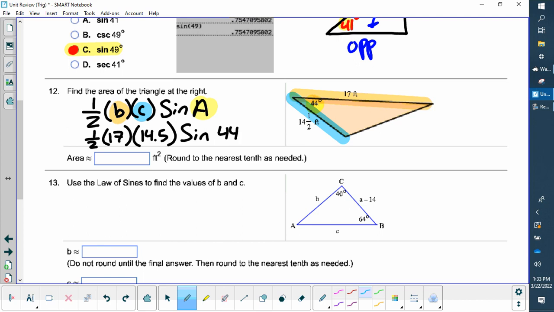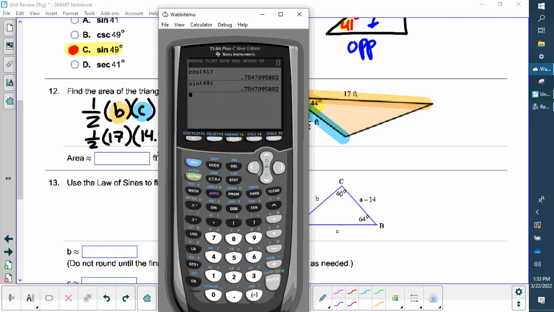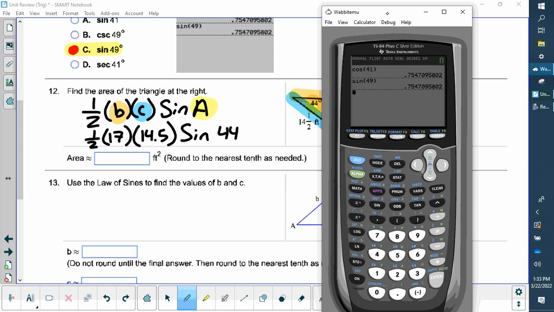And now it's a calculator problem. So let me get my calculator out. On, clear. Okay, so 0.5 or 1/2, 17. You could also use the dot for multiplying, 14.5 and sine of 44. Oops, let me fix that. 44, and here's your answer. Round to the nearest tenth.